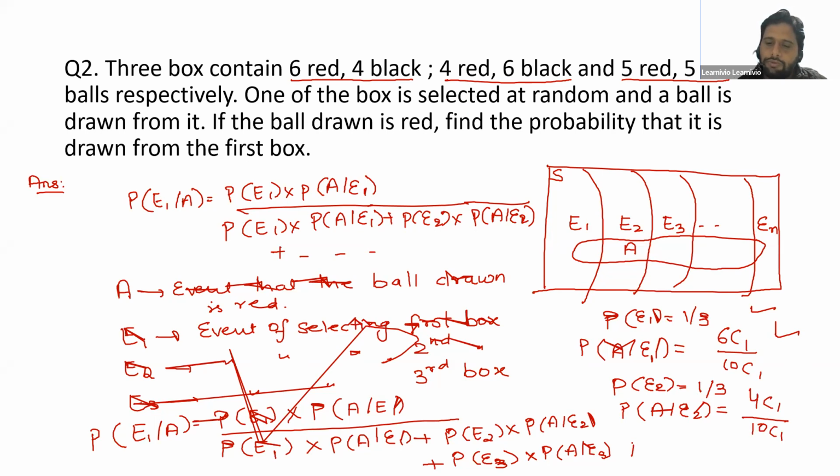Next is P(E3). It is equal to 1 by 3. Now please find P(A/E3), Aman. In E3, you have 5 red, 5 black. So 5C1 by 10C1. Is it clear, Aman? Now you can solve. You just need to put the values in this formula.